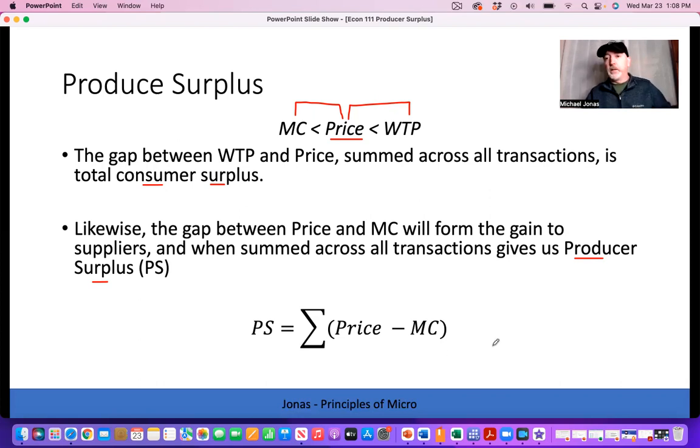And note, this would be summed across all transactions for a particular producer and summed across all producers, right? So it's an idea of getting a total social value of producing a product at a particular price.